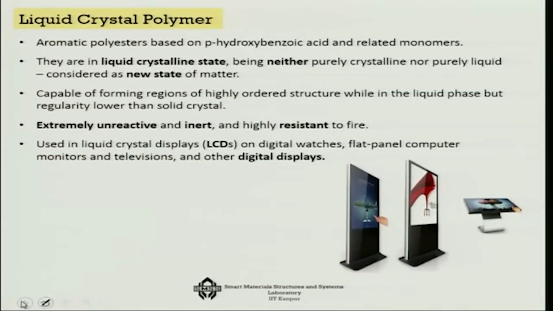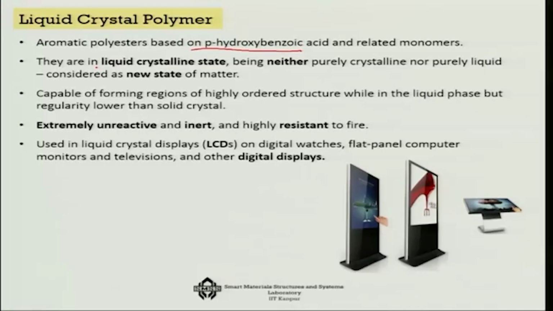Another example of an advanced polymer is the liquid crystal polymers. Some of these aromatic polyesters based on p-hydroxybenzoic acid and related polymers come into this category. Now, why we call them liquid crystal is because in the liquid state generally any material is supposed to be in a very amorphous state, but these materials you will get in a liquid crystalline state.